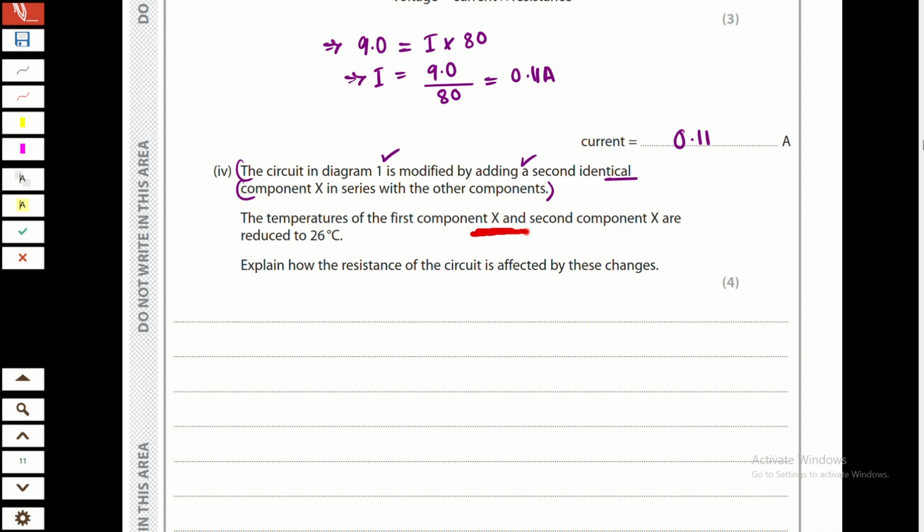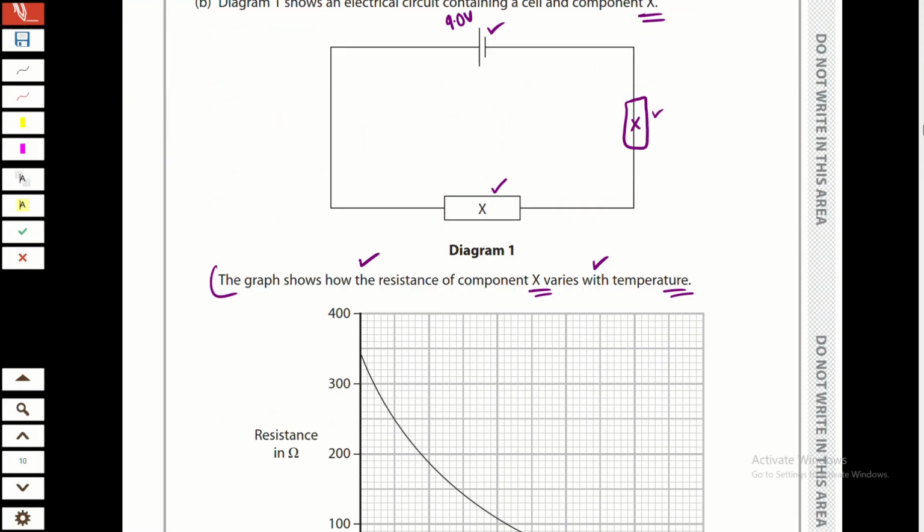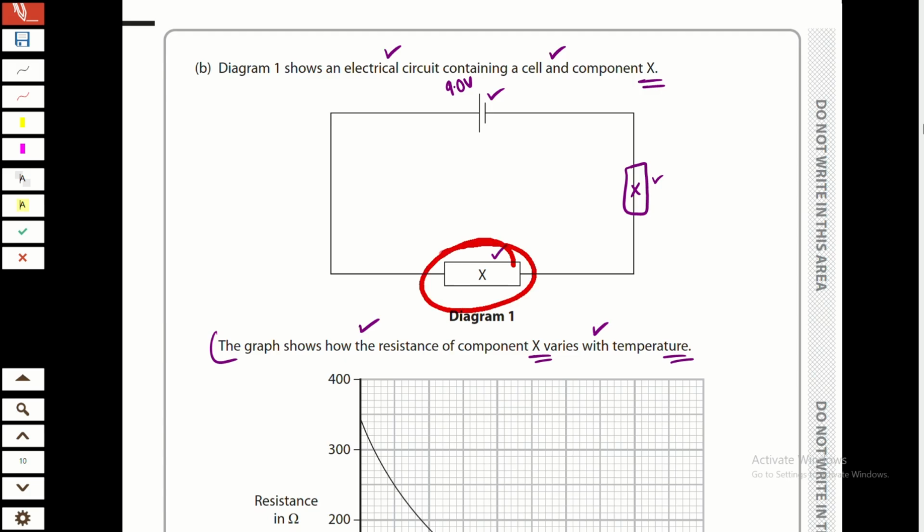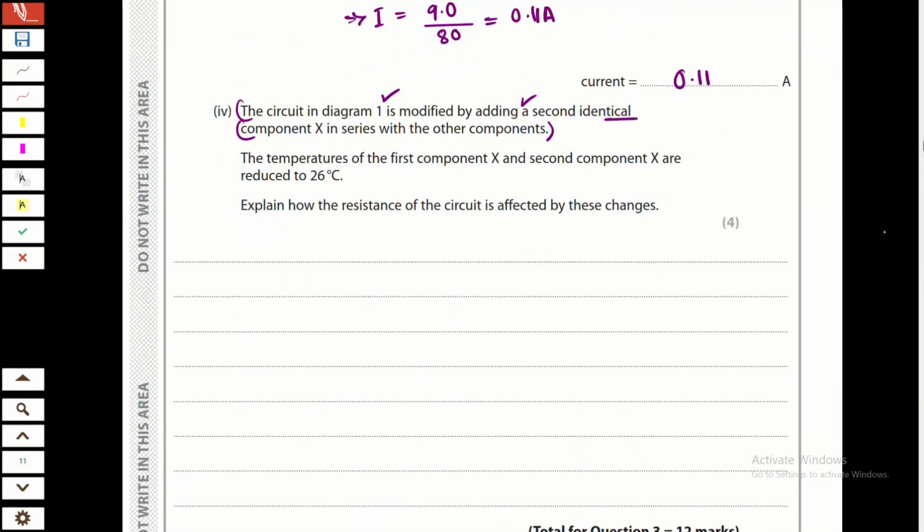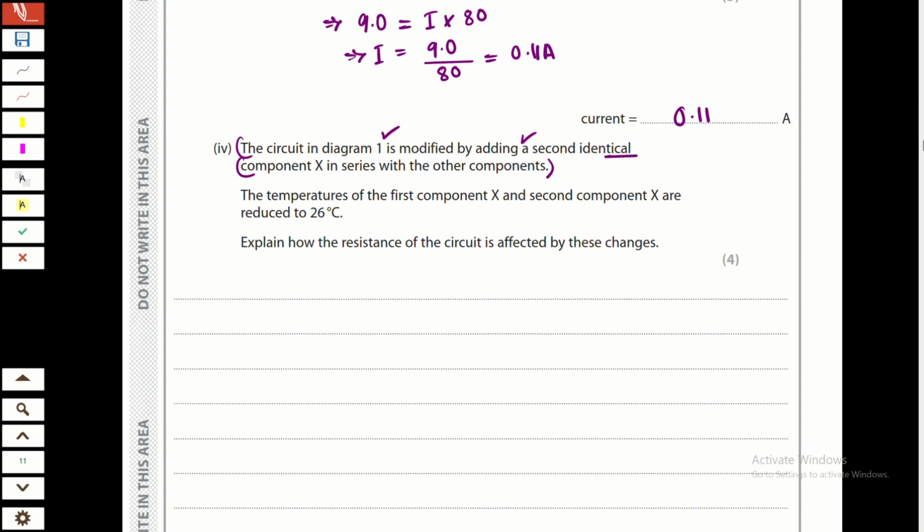All right. The temperatures of the first component X and the second component X are reduced to 26 degrees Celsius. So the temperature was initially 50. Now the temperatures are reduced to 26 degrees Celsius. So the temperature of X is now 26. The temperature of this thermistor is also 26, right? Okay. The question is, explain how the resistance of the circuit is affected by these changes.